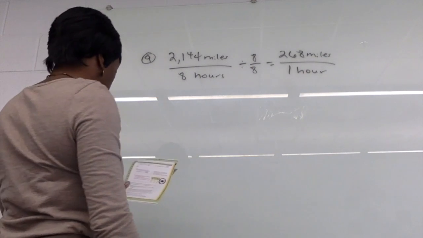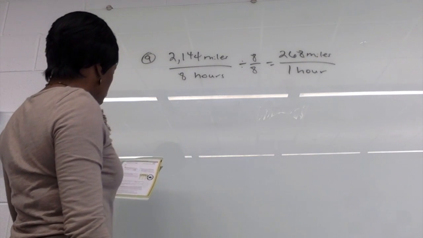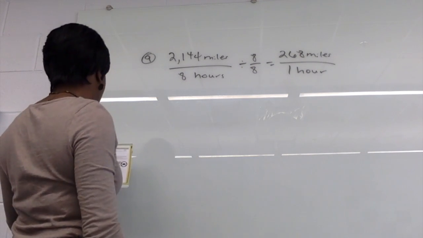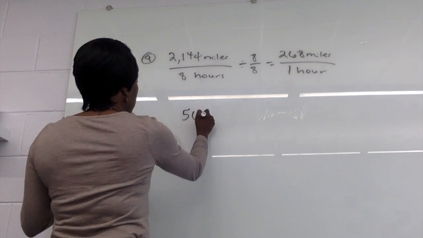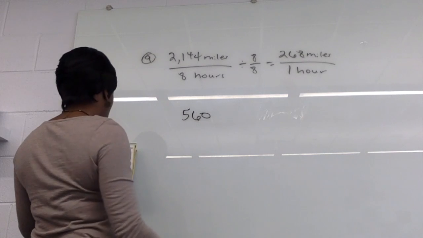Now, let's look at what it says for part B. The distance between Columbus, Ohio, and New York City is about 560 miles.